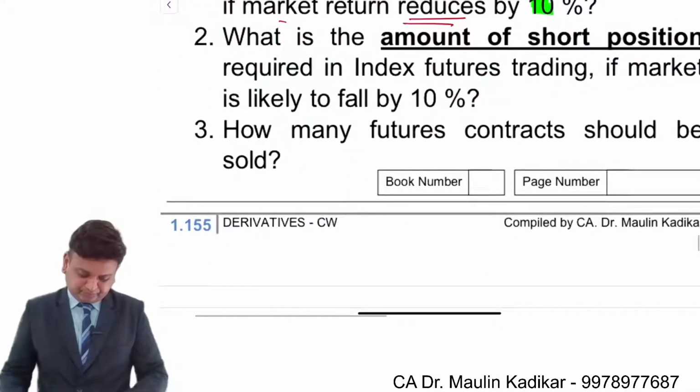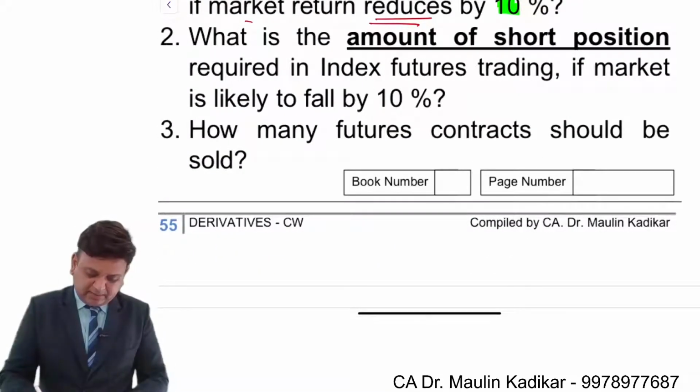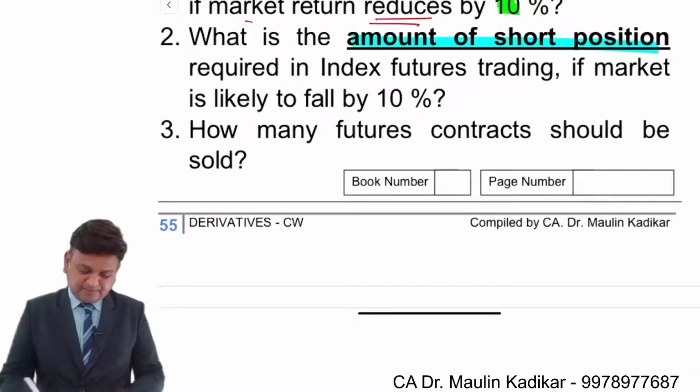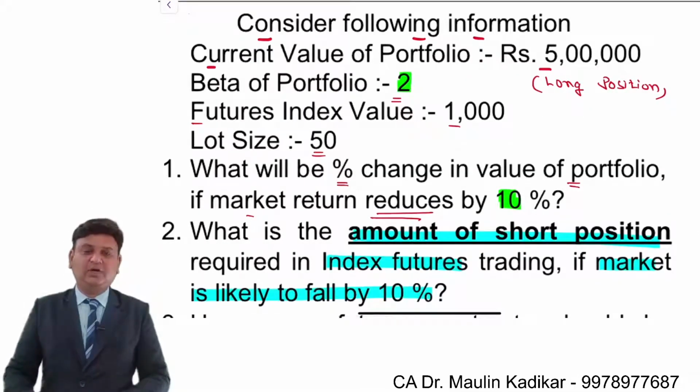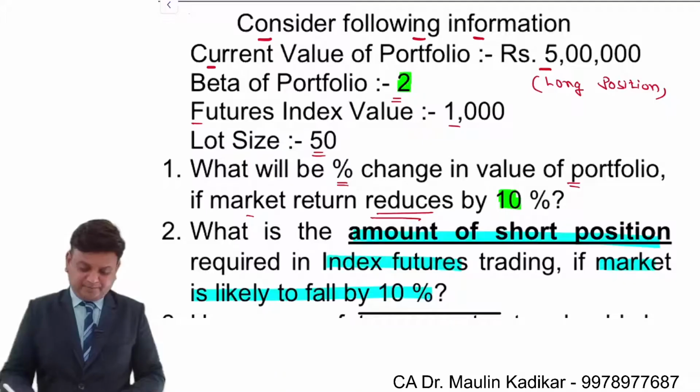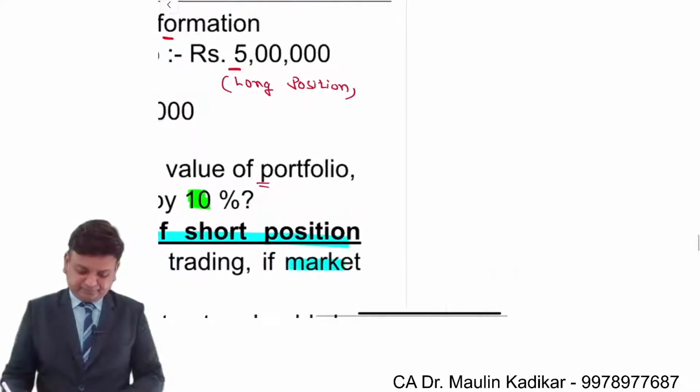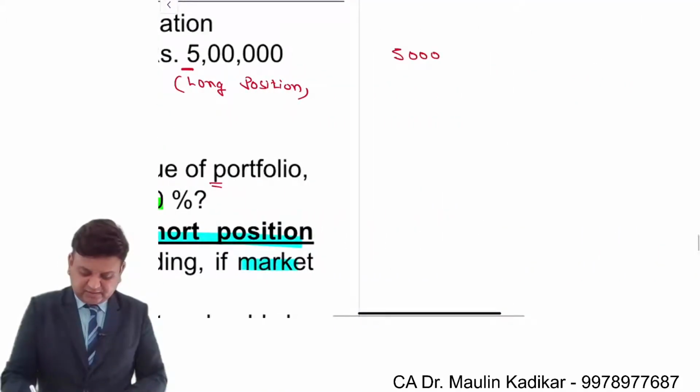The second question, what is the amount of the short position, not the number of contracts, required in index futures trading if the market is likely to fall by 10%? So the question says that if the market is likely to fall by 10%, what is the amount of the short position which is required? We can understand it like this: 5 lakhs into, understand it carefully, negative 10% into 2.